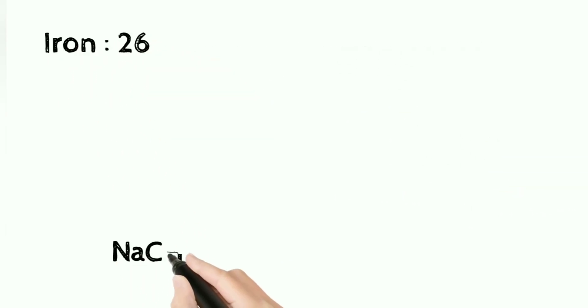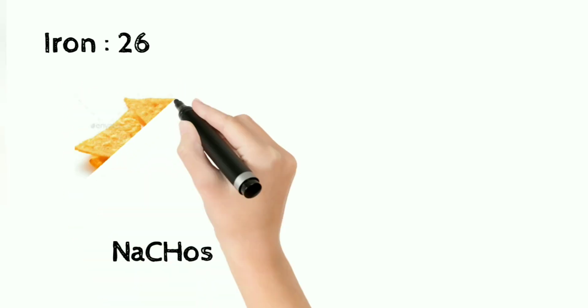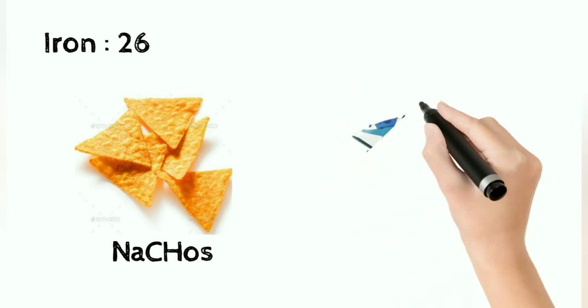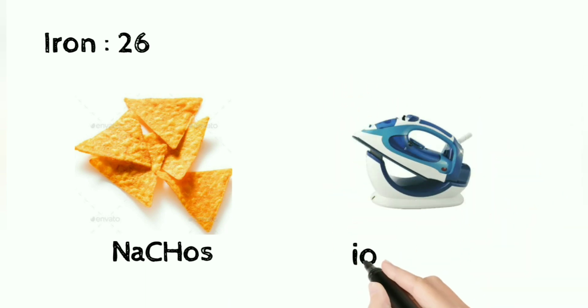Iron with atomic number 26. Here the peg word is nacho, the nacho chips which we all eat. Here N is for the number 2 and CH is for the number 6. Since the nacho is not in a uniform shape, we use an iron box to iron it. Here the word iron is the mnemonic for the element iron.